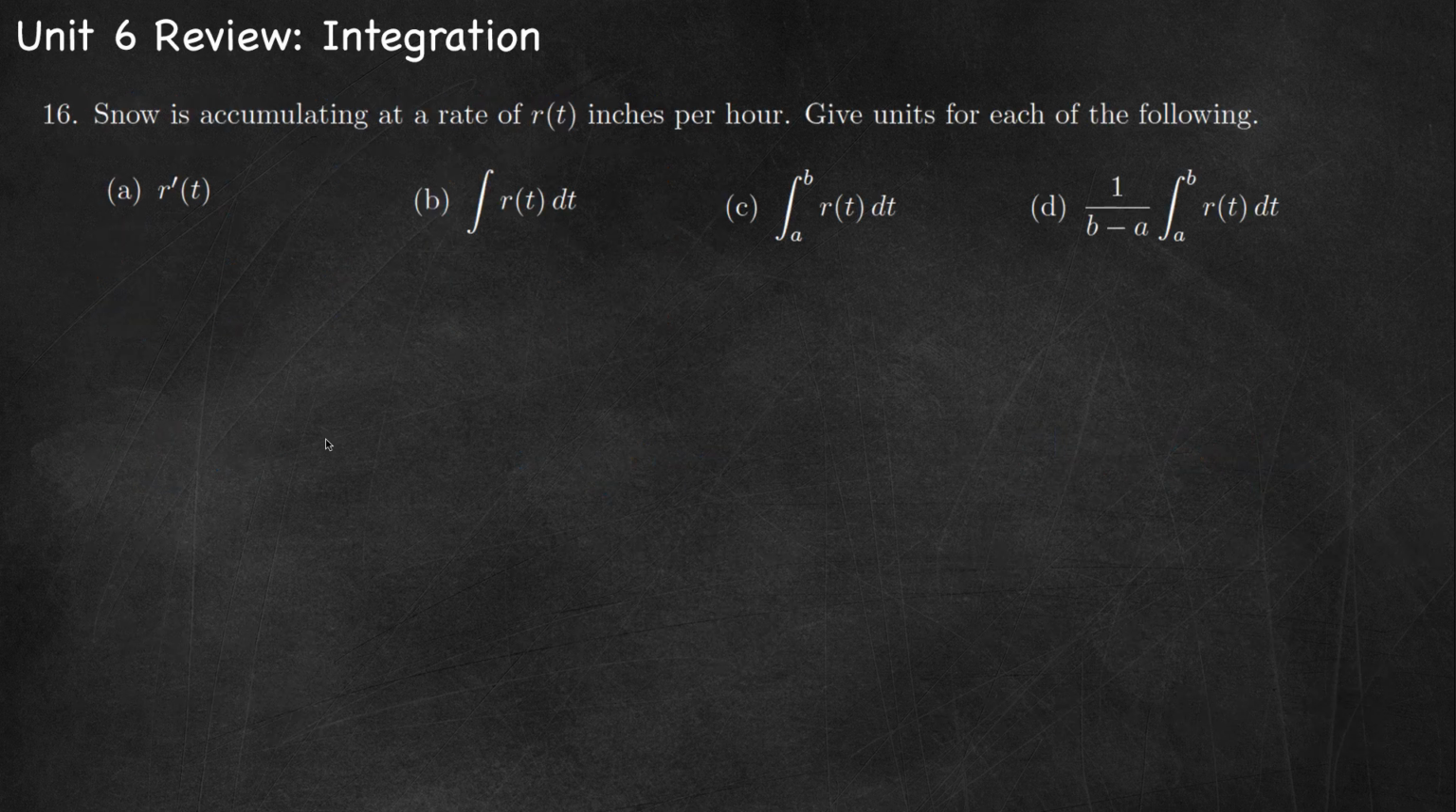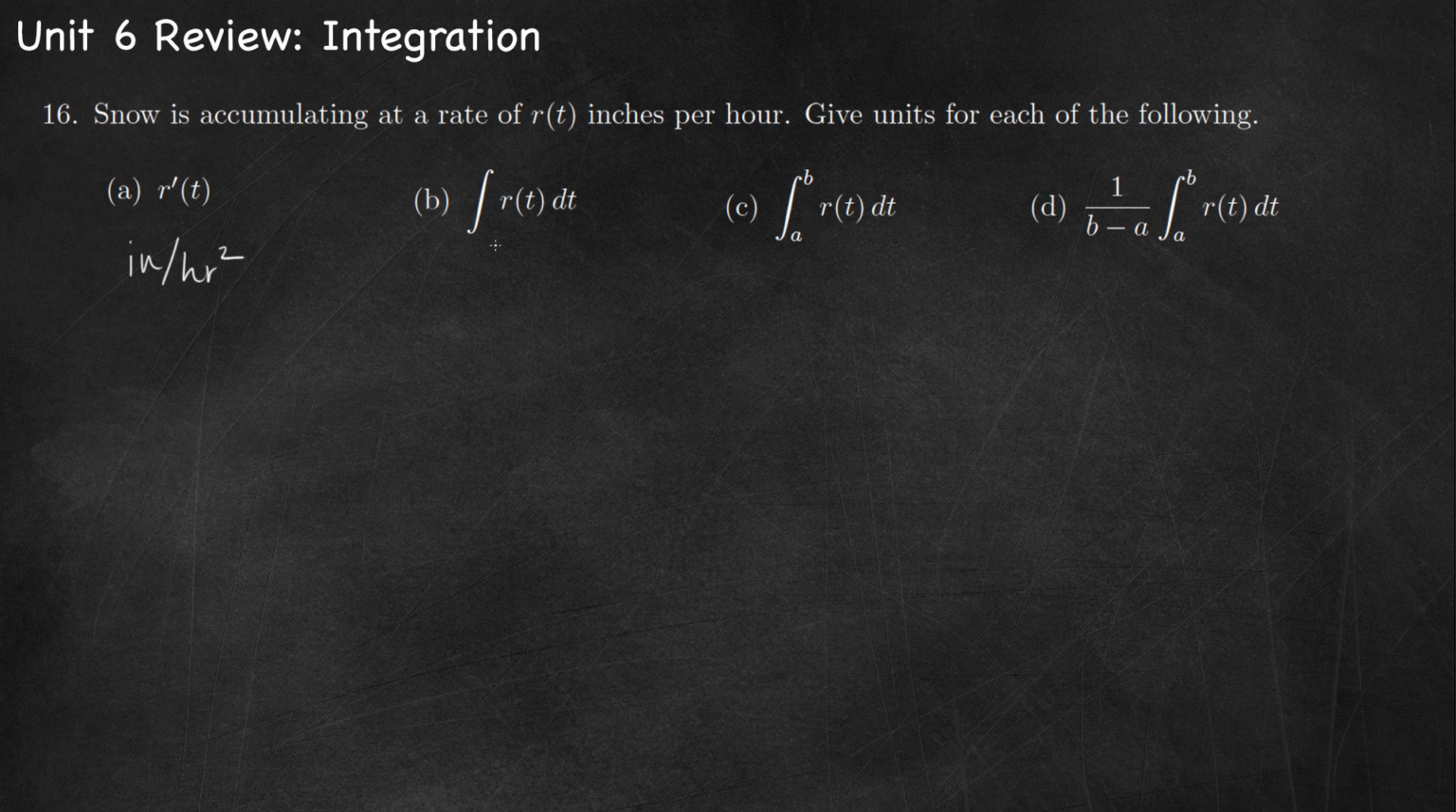Number 16, snow is accumulating at a rate of r of t inches per hour. Give units for each of the following. So keep in mind that regular r of t is already a rate. It's inches per hour. So in part A, when we find r prime of t, we're taking the derivative with respect to time. We're going to have another per hour at the end of our answer. So if r is already inches per hour, then r prime is going to be inches per hour squared.